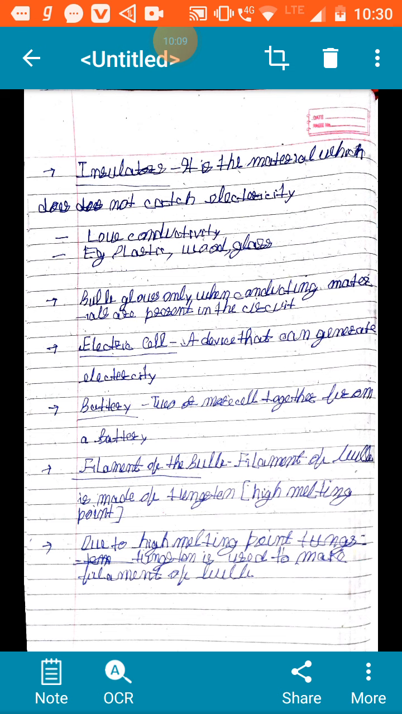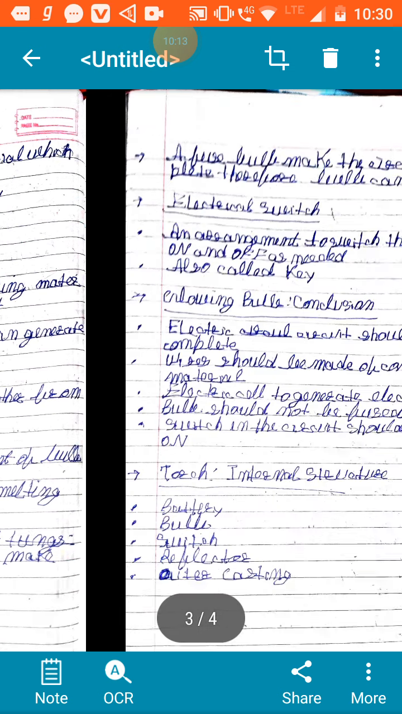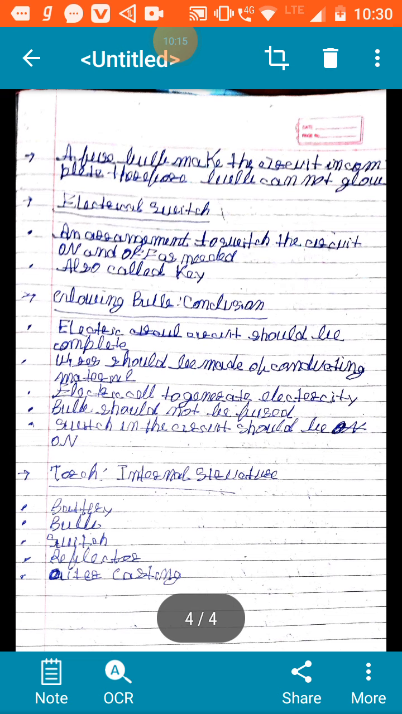Electrical switch: an arrangement to switch the circuit on and off as needed. It is also called a key.